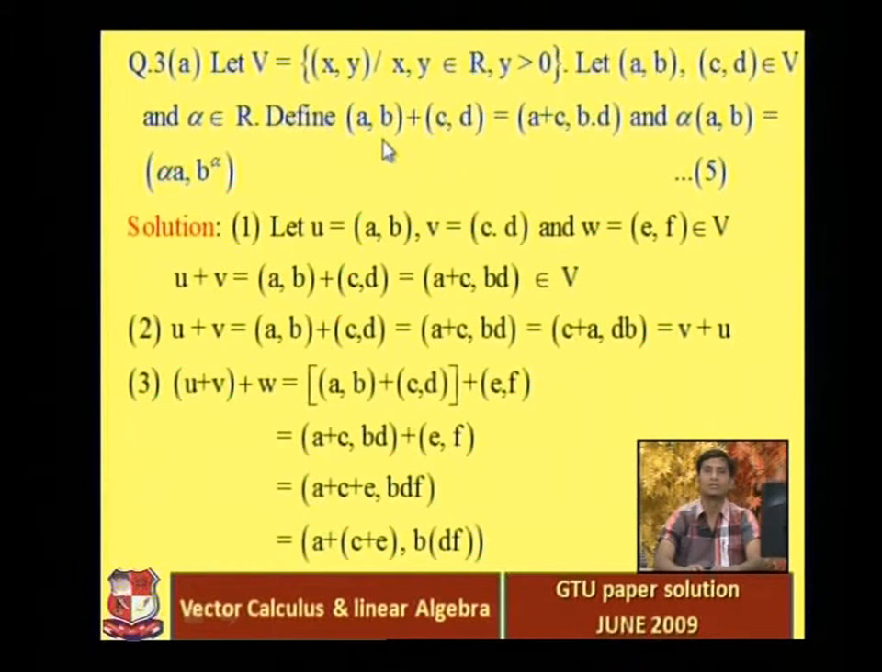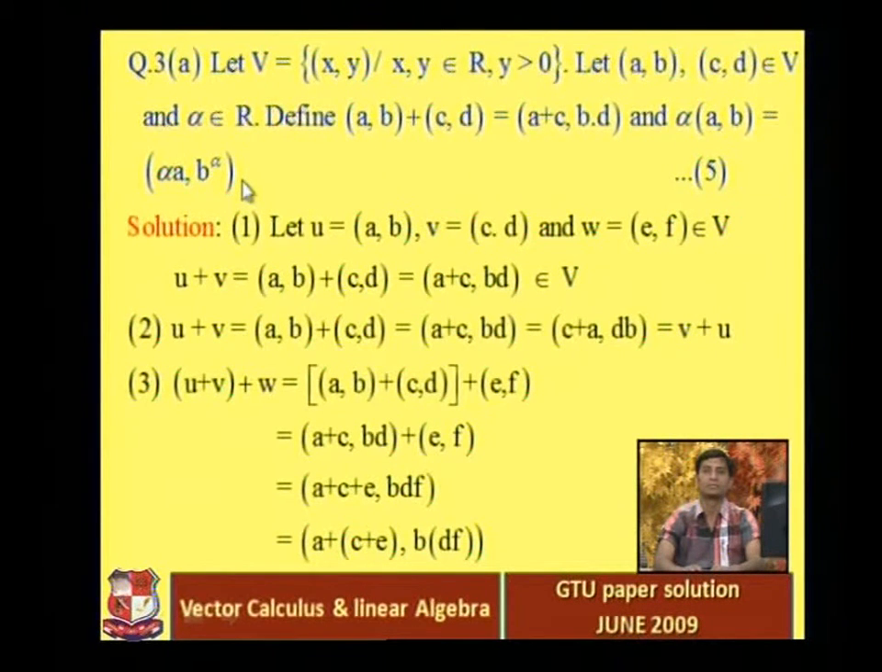Define (a, b) plus (c, d) equal to (a plus c, b into d), and alpha into (a, b) is equal to (alpha into a, b raised to alpha). So using this addition and scalar multiplication, we have to prove that the given set is a vector space. What is our addition? Just let me repeat, (a, b) plus (c, d) is equal to (a plus c, b into d), and for any scalar alpha, alpha into (a, b) is defined in this manner: (alpha into a, b raised to alpha).